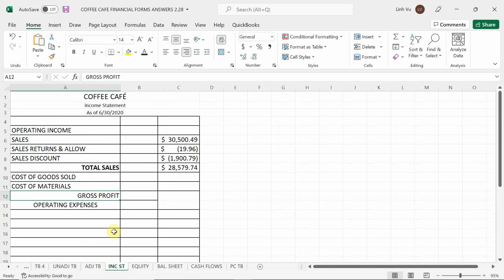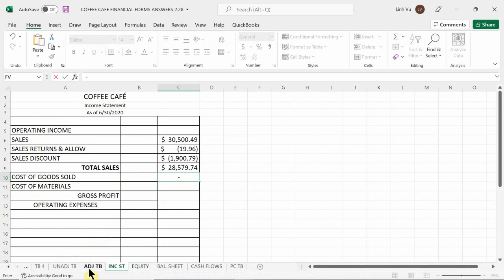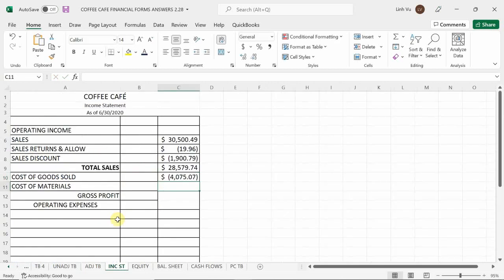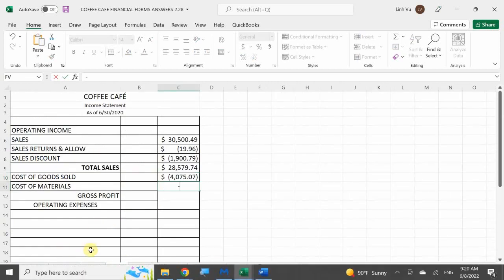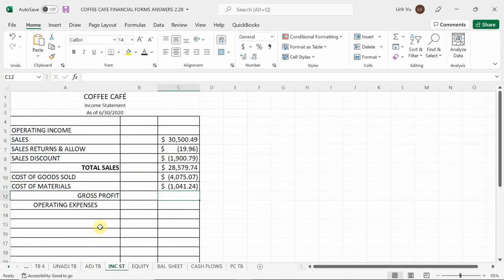Okay. And in this case, instead of listing out every single item here, we're just going to take the main account. So cost of goods sold, I had a cost of goods sold of $4,000, and I had a cost of materials for $1,041, okay? And this is going to give you your gross profit, okay?